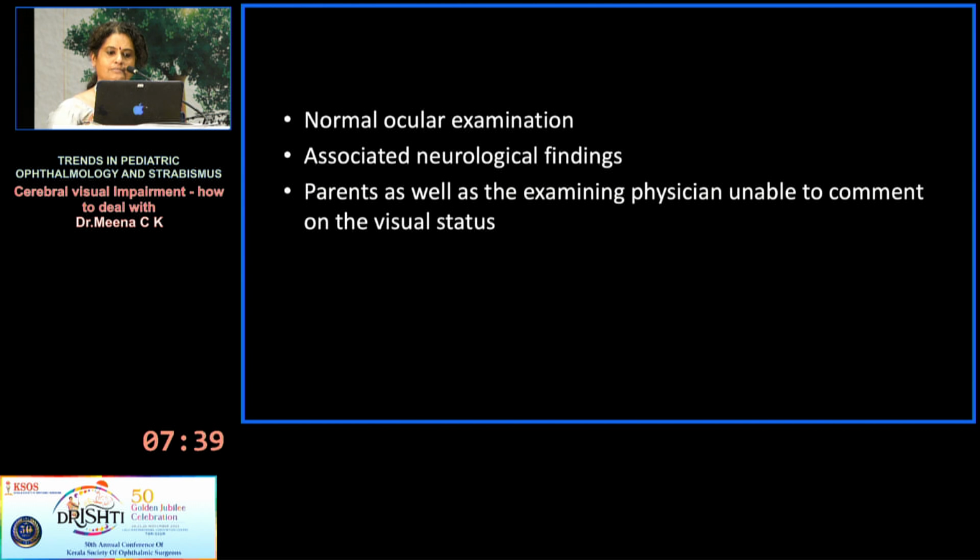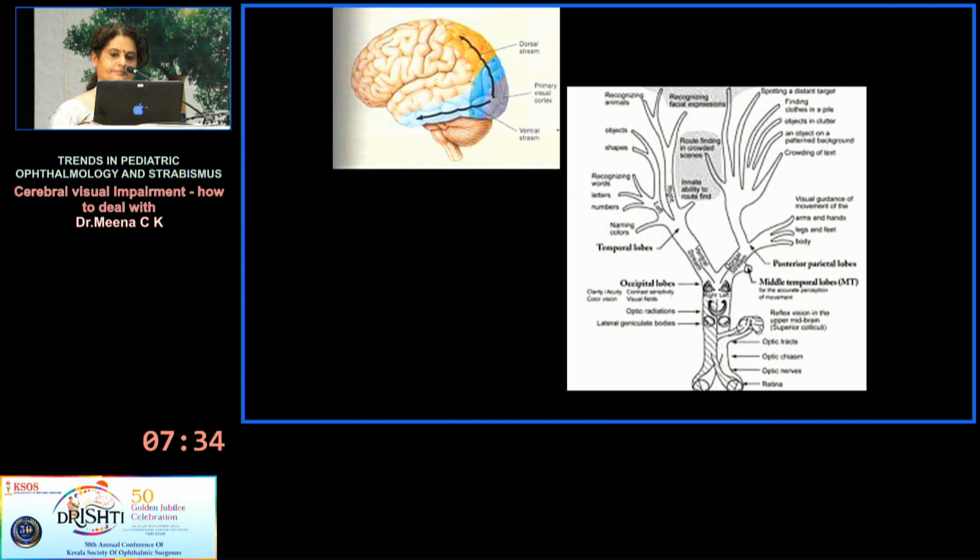And here the parents as well as the examining physician will be unable to comment on the visual status of these children. So a few theories on visual acuity and perception. We know that the occipital cortex is the main structure for our visual acuity, but you have a dorsal stream and a ventral stream. The dorsal stream, which goes into the posterior parietal lobe, is mainly concerned with the mapping of visual images, whereby we can walk around normally in an environment, and the ventral stream, which goes into the temporal lobe, is mainly for memory.